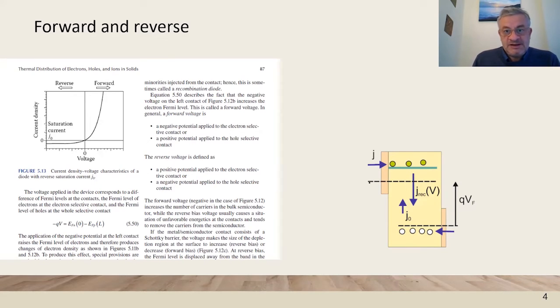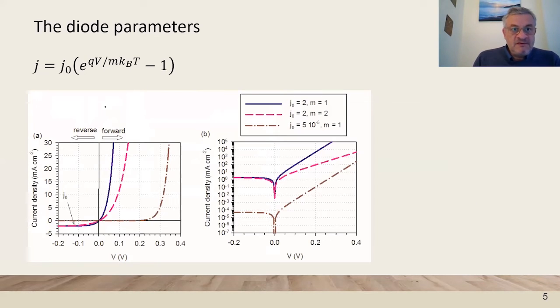The reverse voltage is the contrary situation, a positive potential applied to the electron selective contact, which is moving in the other direction the Fermi level of the electrons. So that the forward voltage increases the number of carriers, while the reverse voltage causes a situation in which no carriers are injected, so only the carriers generated in the dark are extracted. We have defined the diode by two parameters, J naught.